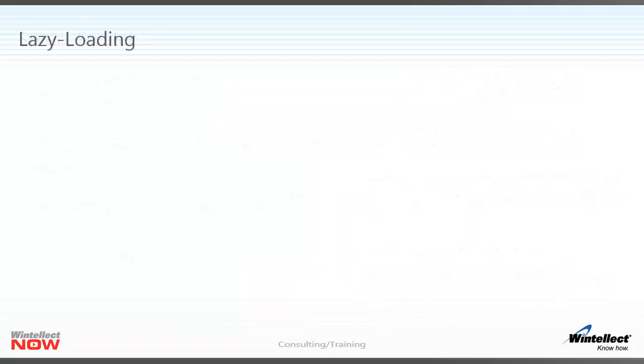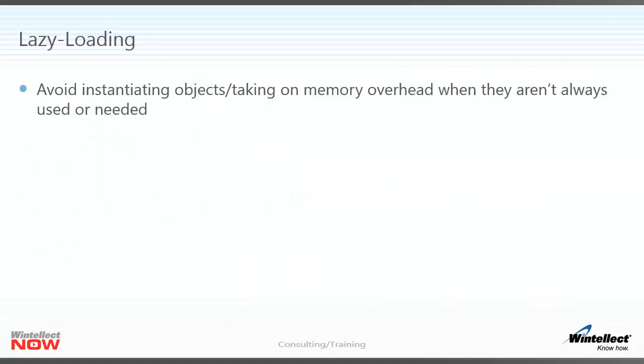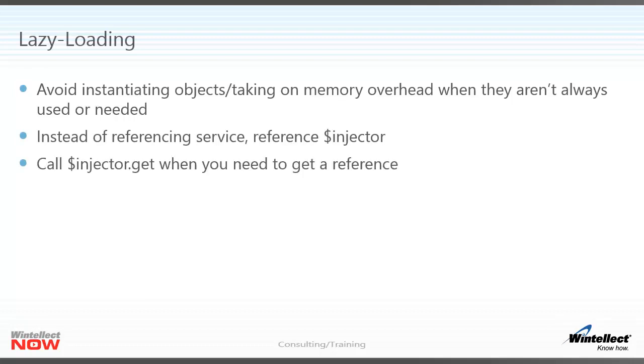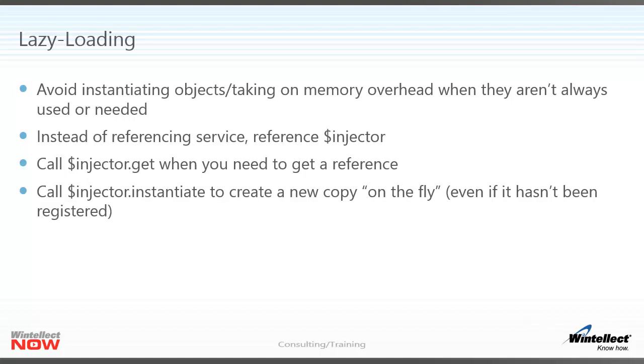The final tip I'll share is another one that you've seen in this presentation, and that's lazy loading. Avoid instantiating objects or taking on the memory overhead of components when they're not always used or needed in a part of your app. Instead of referencing the service directly, reference $injector. Then you have two options. You can call injector.get when you need to get a reference to that component or service, or you can call injector.instantiate to create a new copy on the fly. And that's even if it hasn't been registered with the dependency injection system yet.